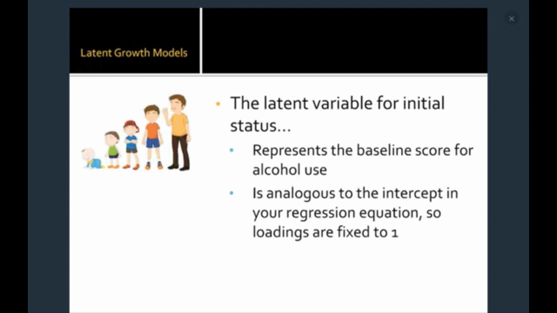Like I said, the initial status variable represents the baseline score, in this case for alcohol use. It's analogous to an intercept in a regression equation. So that's why the loadings, I guess, are fixed to 1 for that variable. It's a starting point, so it's going to represent alcohol use at age whatever that first time point was. And then you're going to see how things change from there.